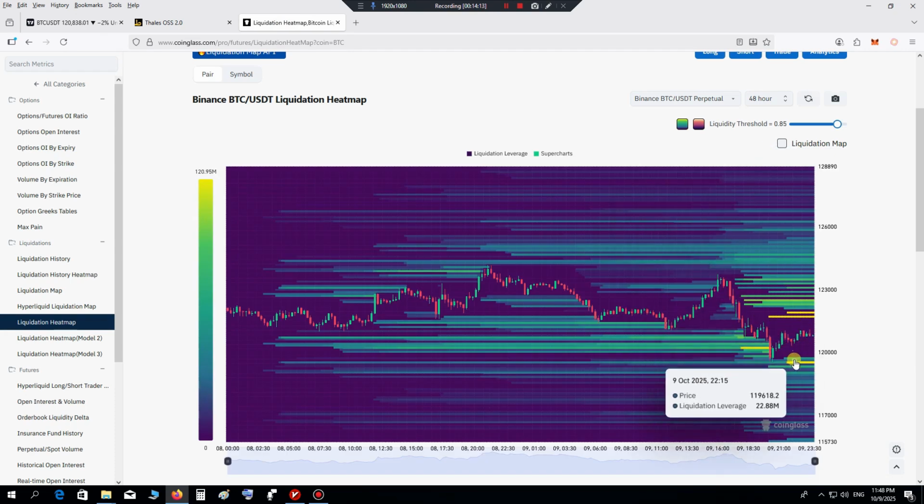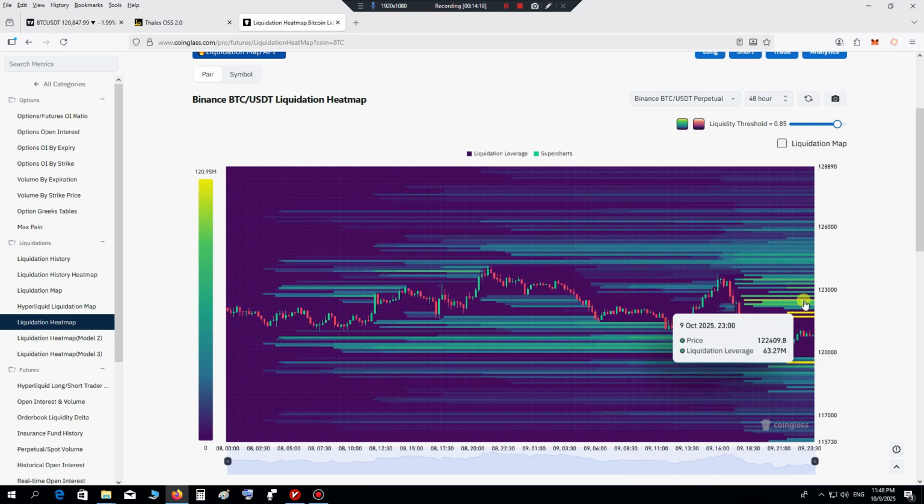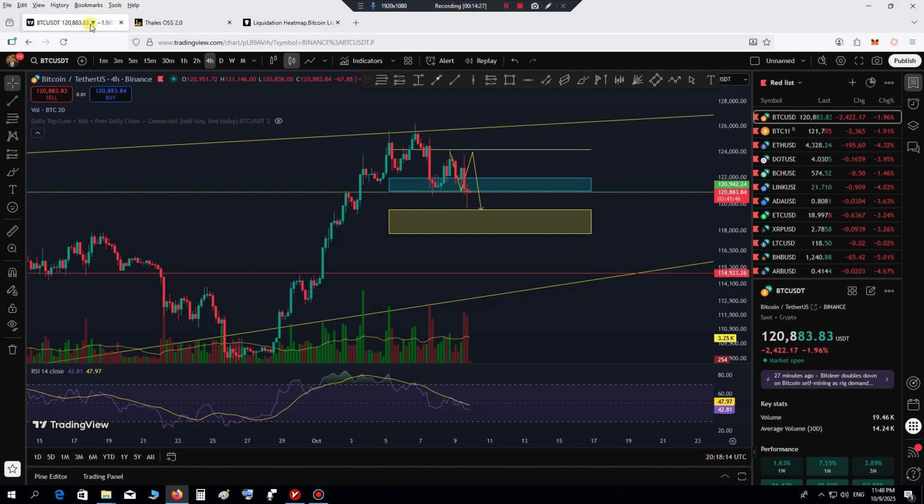Again, you can see here that there are liquidity levels on both sides. On the upside, the liquidity levels are higher, especially up to 122,500, which could then be hunted for liquidity, and after that, we might see a move downward.